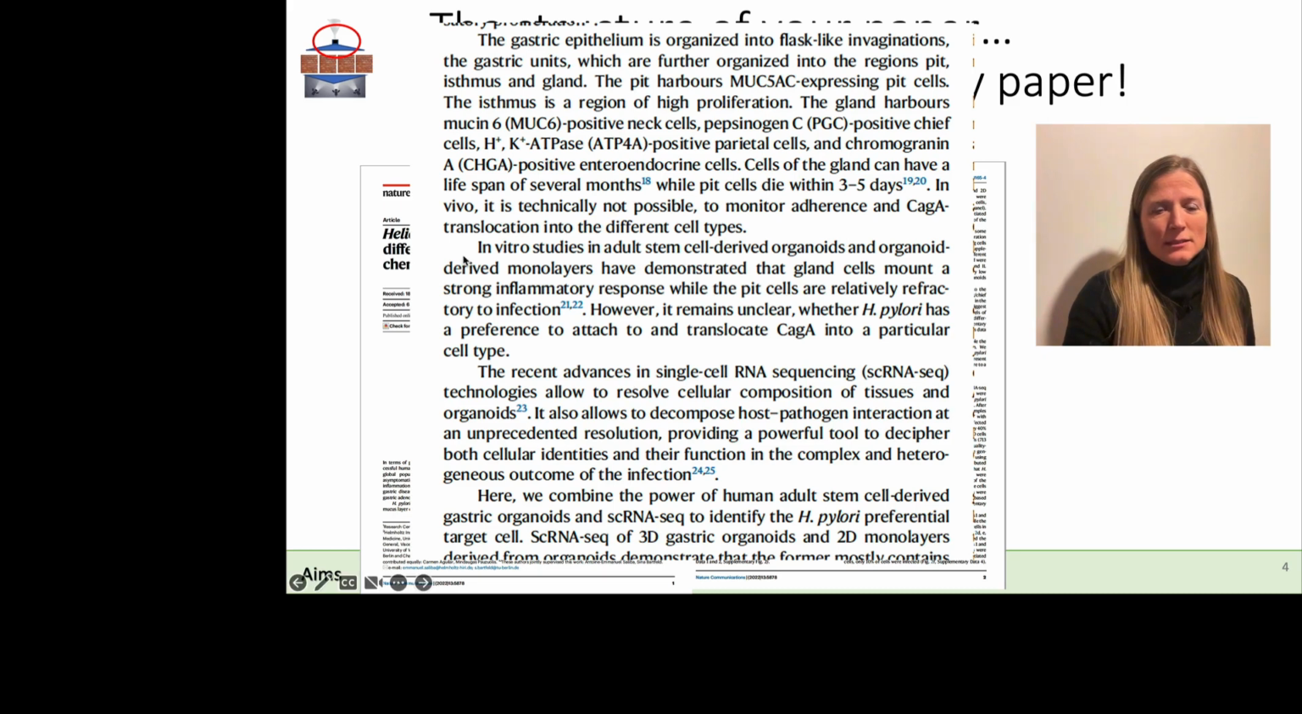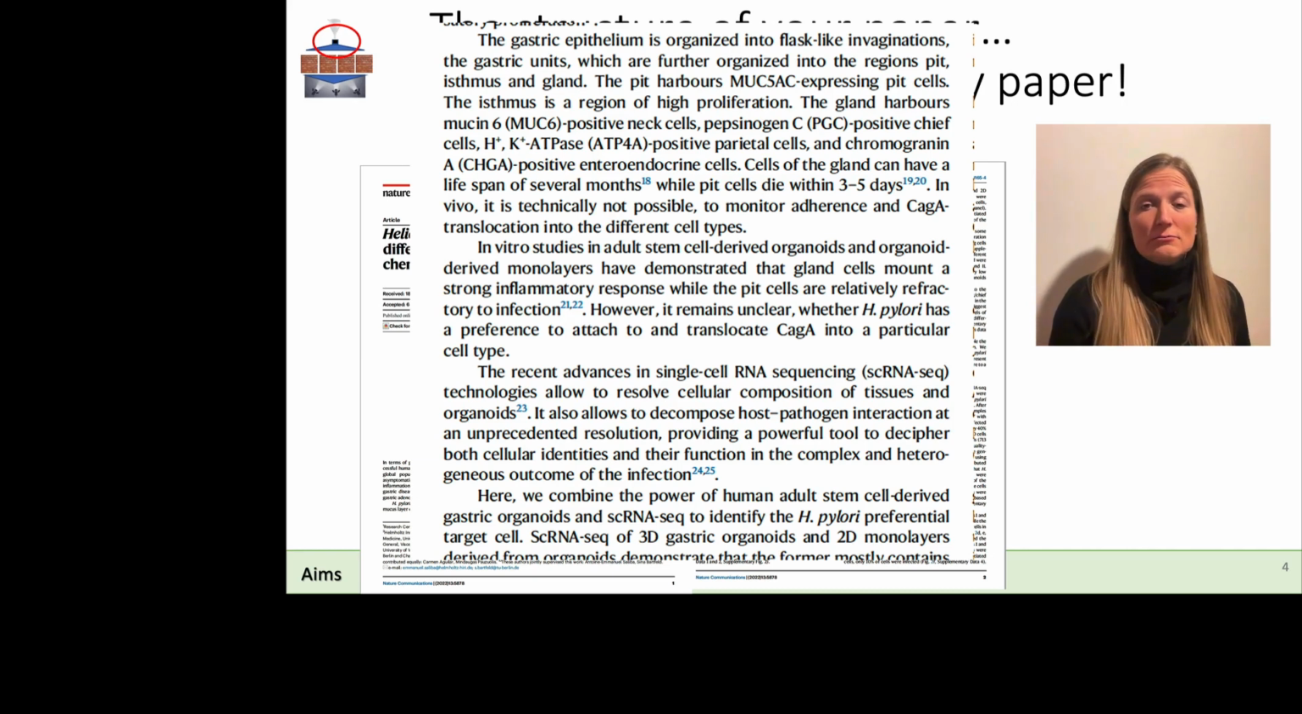Here, this is the sentence where it starts. In vitro studies in adult stem cell-derived organoids and organoid-derived monolayers have demonstrated that gland cells mount a strong inflammatory response, while the pit cells are relatively refractory to infection. However, it remains unclear whether Helicobacter has a preference to attach to and translocate CagA into a particular cell type. Okay, this is the knowledge gap.